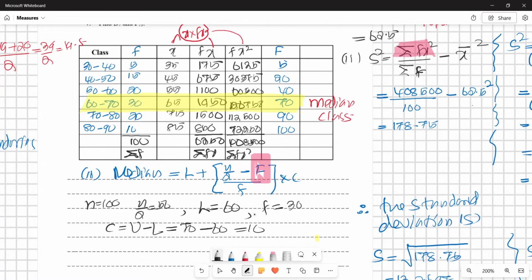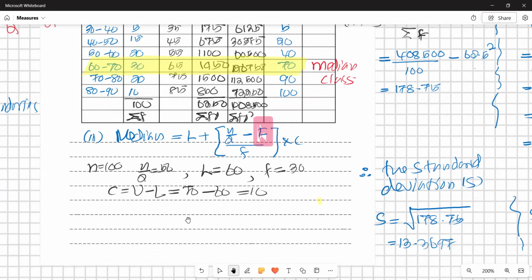Capital F is the cumulative frequency proceeding to the median class. Capital F is what? 40, not 70. This is not 70, it is the one proceeding to that.